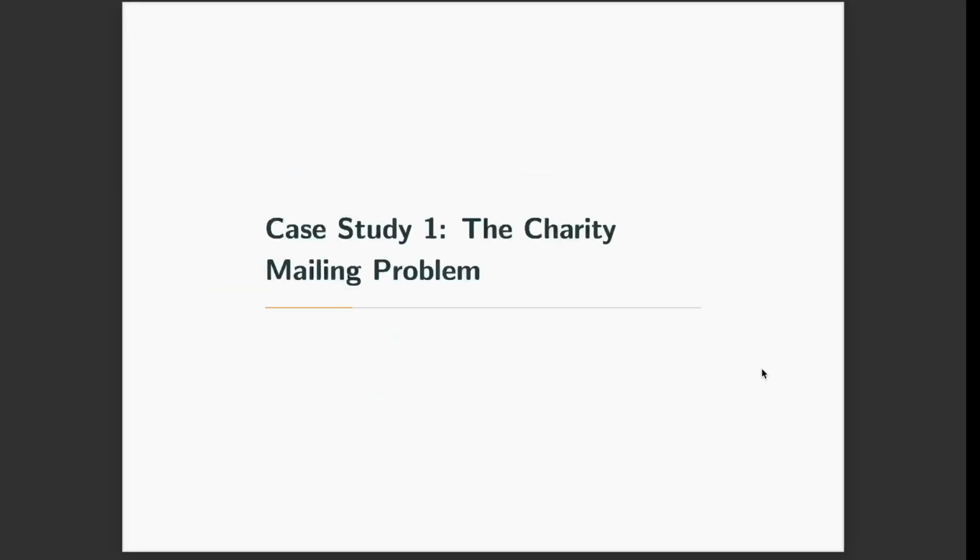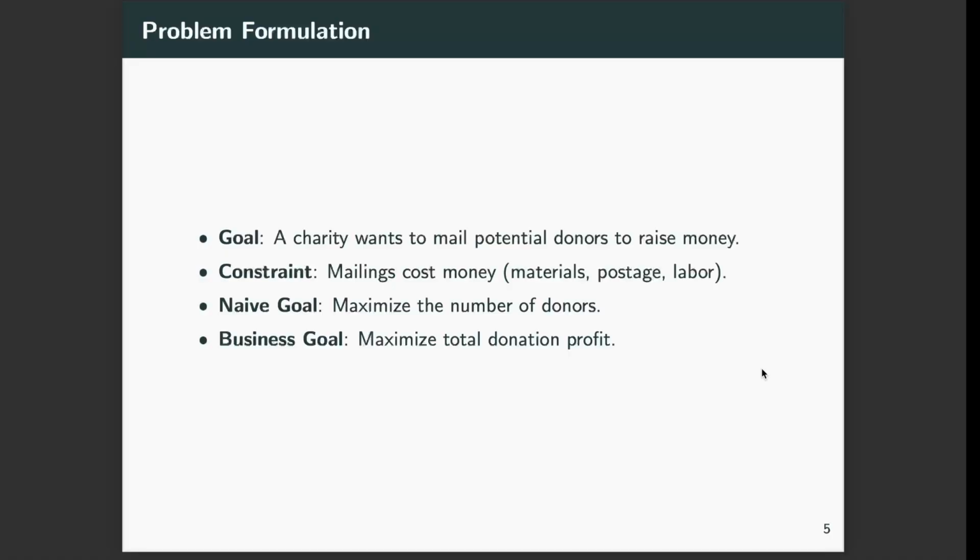Section 2, Case Study 1, the charity mailing problem. Let us meet our first problem. Imagine you are a data scientist working for a charitable organization. This charity raises money by mailing solicitation letters to potential donors. These letters ask for contributions to fund a cause, and some percentage of recipients actually donate.